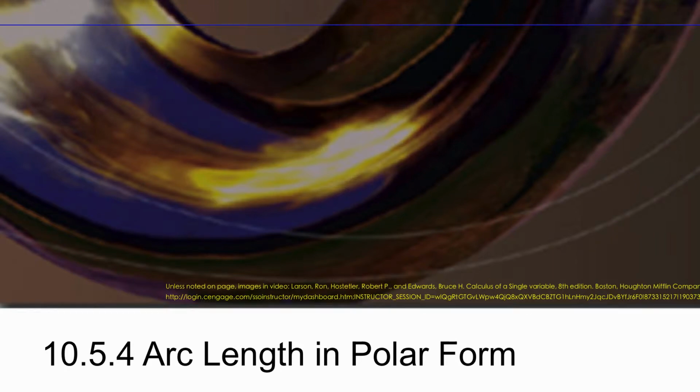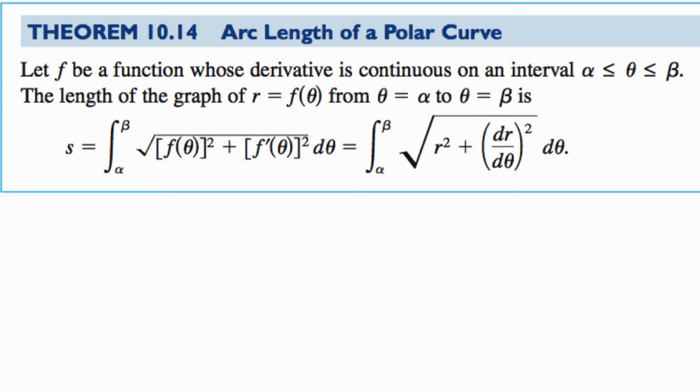Look at what happens when we try to find the length of a curve in polar. If f is continuous and it has continuous derivatives on an interval, then the length of the curve from alpha to beta is going to be the integral from alpha to beta of the square root of f of theta squared plus f prime of theta squared. And usually we just use r, so square root of r squared plus the derivative of r with respect to theta squared. It's not the second derivative, it's the first derivative squared.